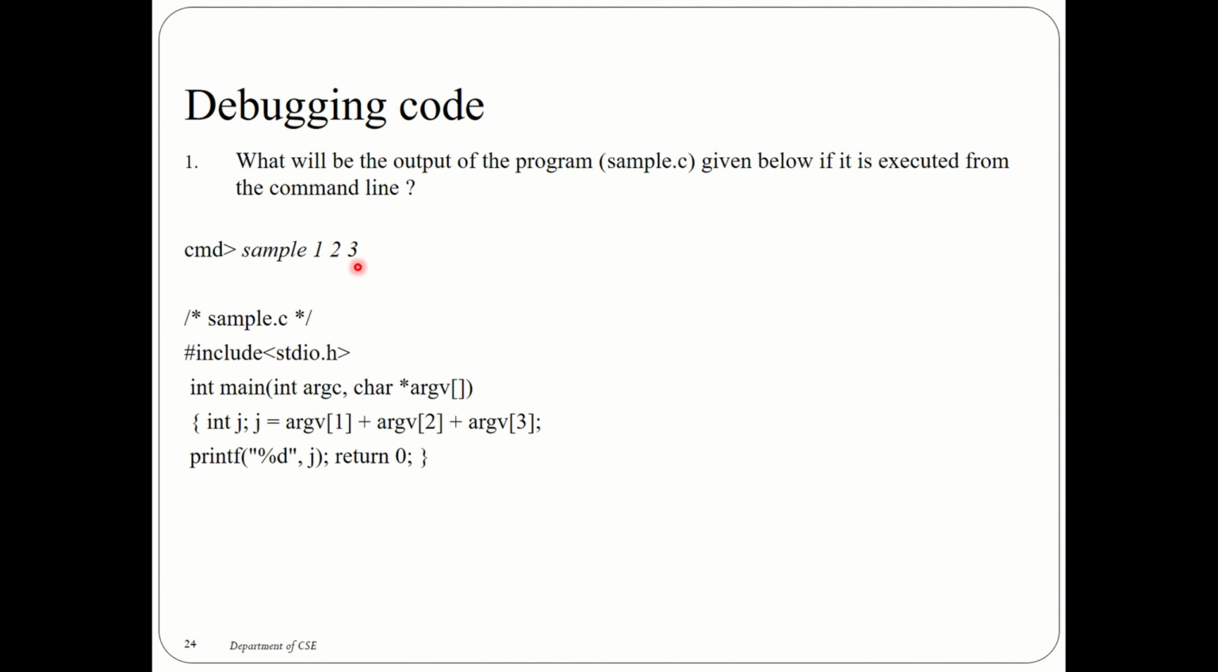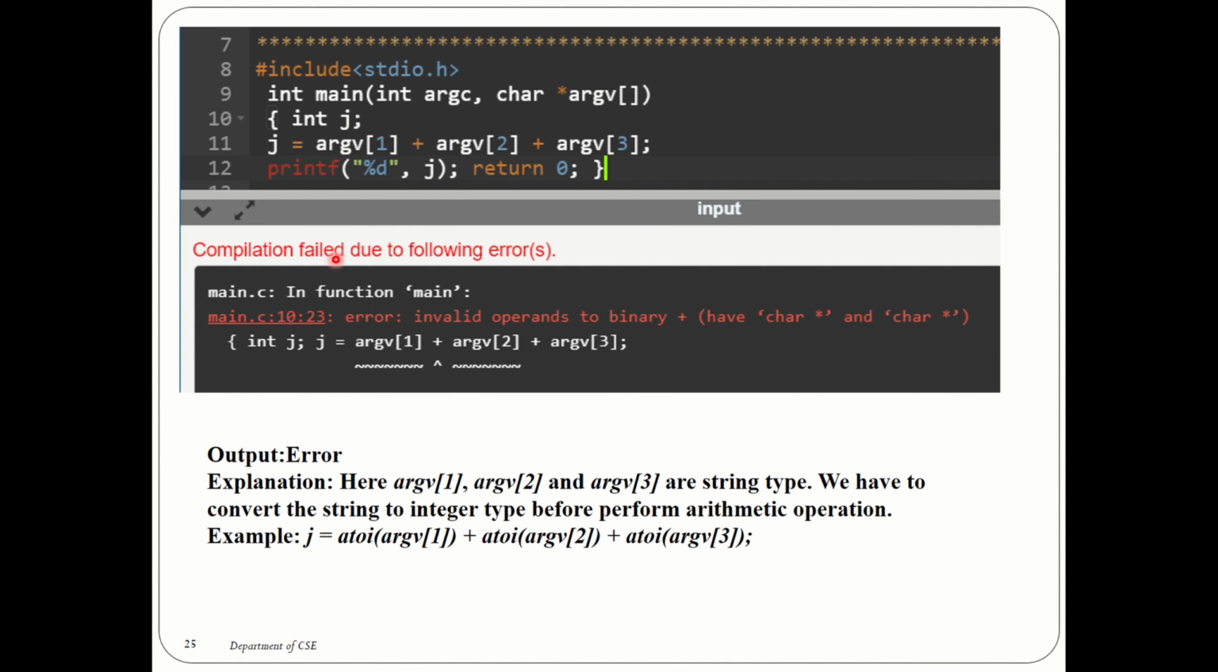If you want to use it as numerical values, that has to be explicitly converted by using atoi. So in this particular program, they have not converted. So what will happen? It will throw you out an error. So this is the error which you will get. Basically this has to be converted if it is to be executed as an arithmetic operation.